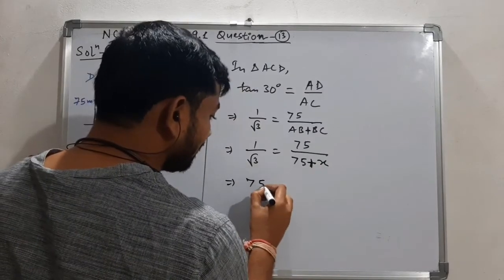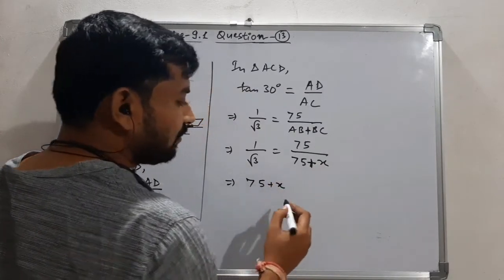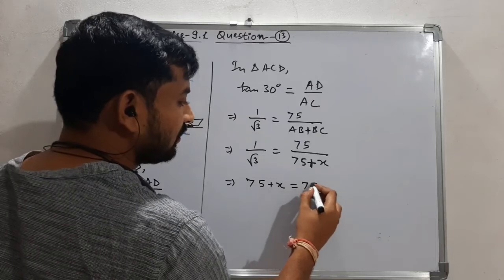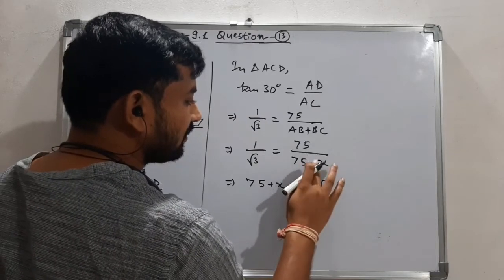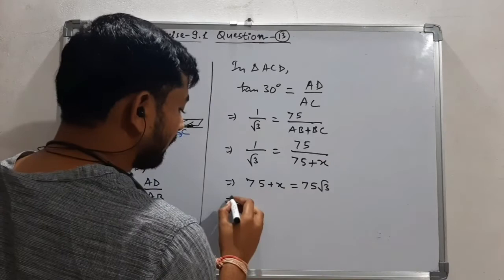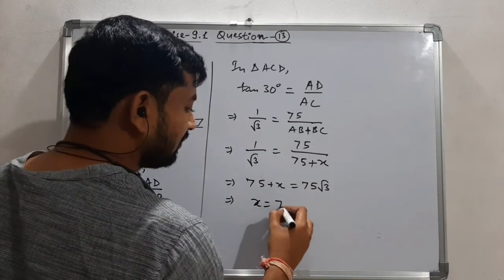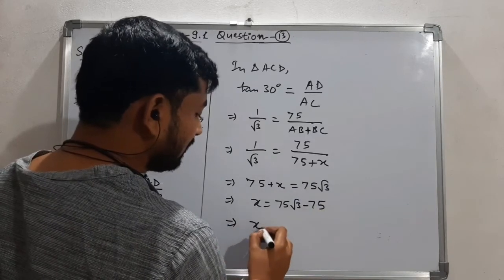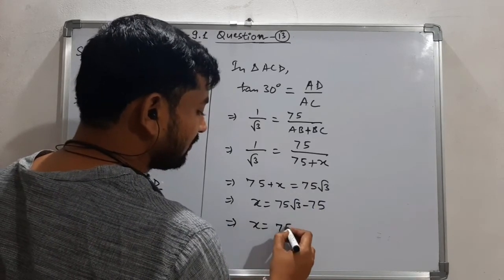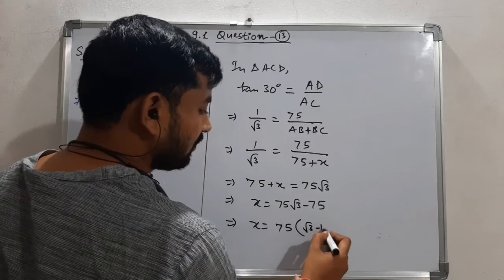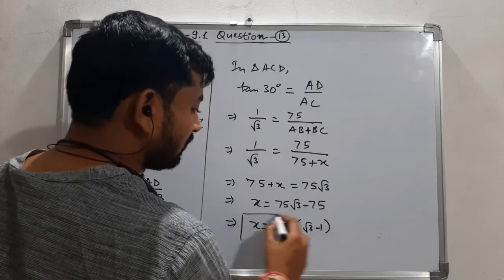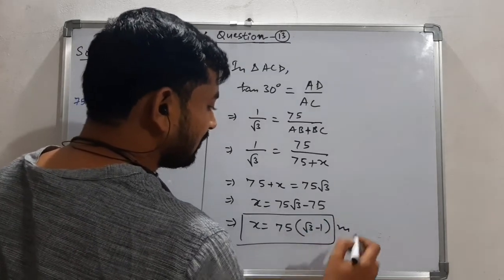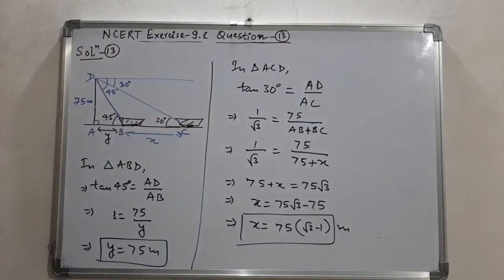If we cross multiply this, we get 75 plus x is equal to 75 root 3. Now the value of x here is 75 root 3 minus 75. If we take 75 out, we get root 3 minus 1. So the distance between the two ships will be 75 times root 3 minus 1.